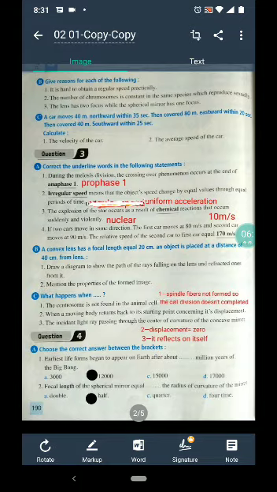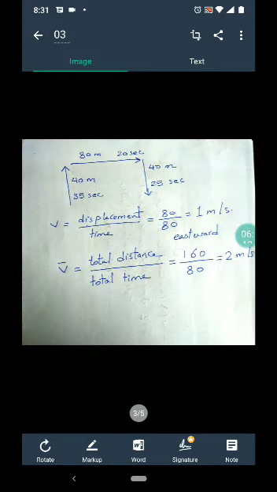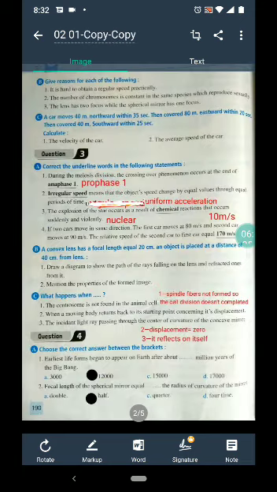The average speed of the car: average speed equals total distance divided by total time. That means 40 meters plus 80 meters plus 40 meters equals 160, divided by the total time, 35 seconds and 20 seconds and 25 seconds, equals 80 seconds. So the answer will be 2 meters per second.